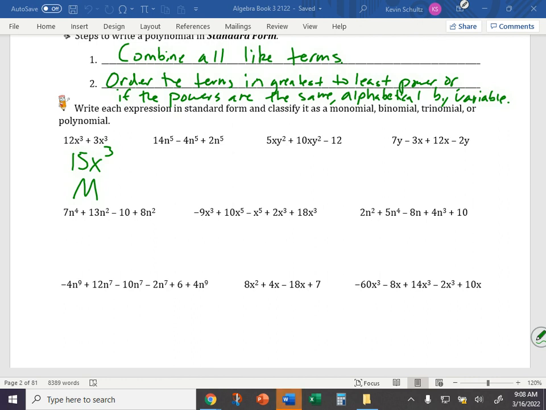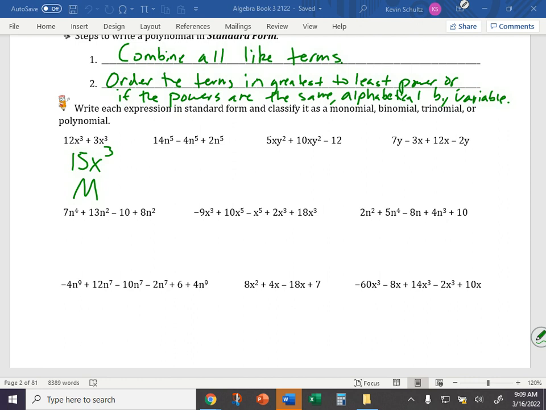Okay. And why are we able to combine this one? If you're confused as to why we're able to, Vince? Why can we combine these terms whereas other ones we couldn't? They have the same variable to the same power, right? Whatever x cubed is, whatever value it is, we have 12 of them, then we get 3 more of the same thing. So we have a total of 15 of that thing, or 15x cubed.